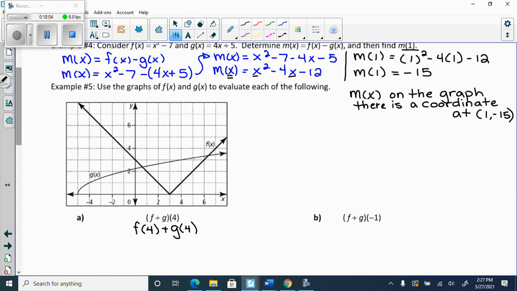So we have f of 4 plus g of 4. So what is f of 4 at? F of x is the absolute value. G of x is the radical. F of 4 is at 1. So I go 1 plus g of 4. So when you have this, it means here's the x. What's the corresponding y? So g of 4, I go to 4, I follow it up on the g graph, and what's it at? 3. So the answer is 4.